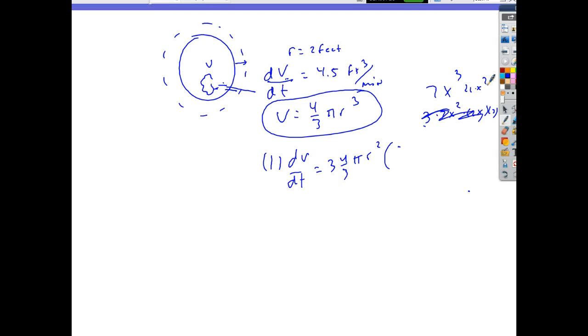Okay, so I throw the 3 out front, but the thing is the r is not t, so we have to tack on dr/dt.